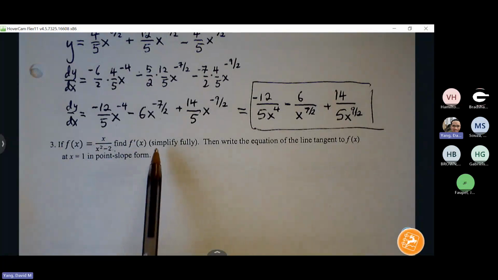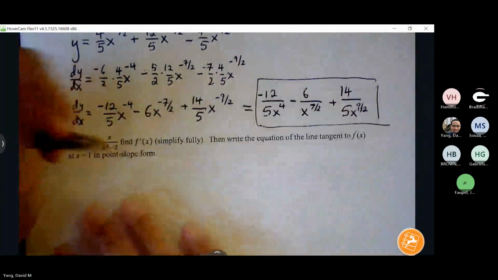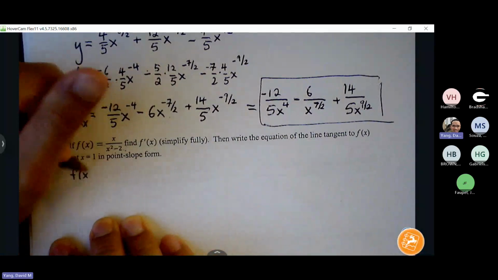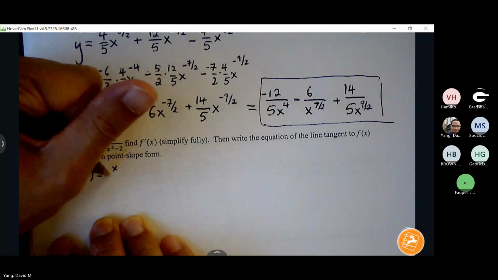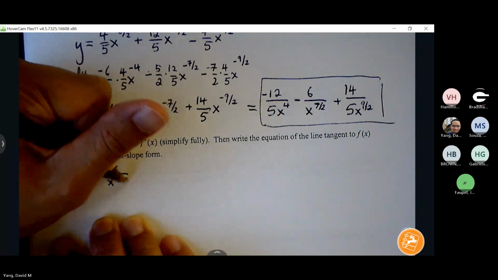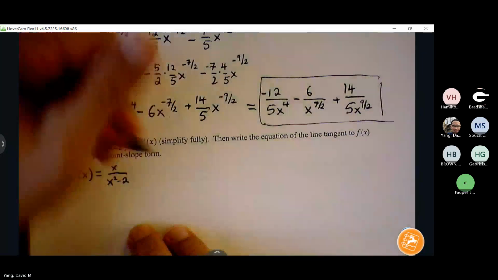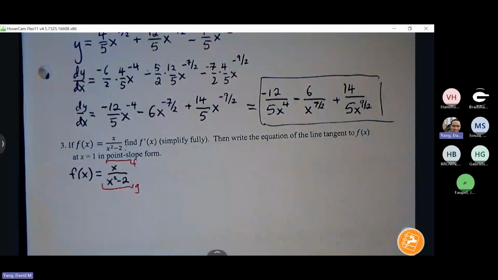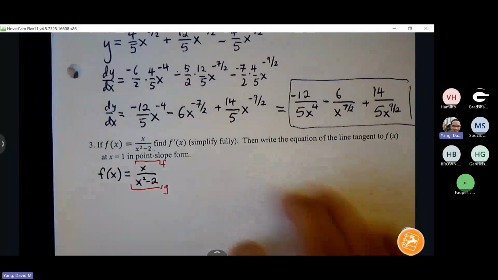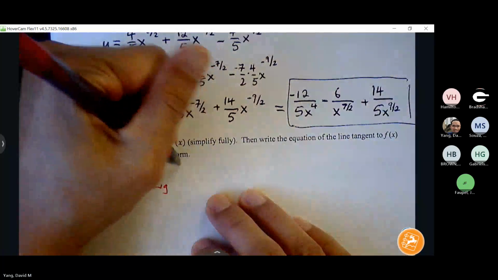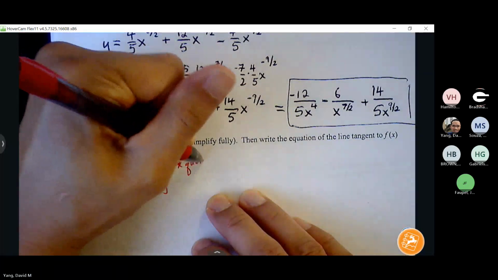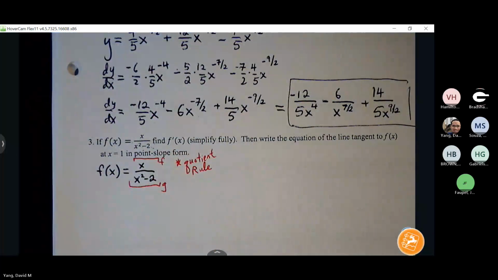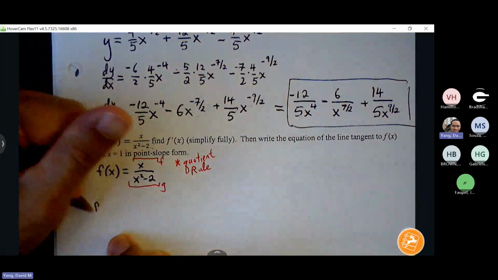We've got to go through quotient rule. So let's find f prime. Let me write f of x again. My numerator is my f, my denominator is my g. Go through quotient rule: f prime g minus f g prime.